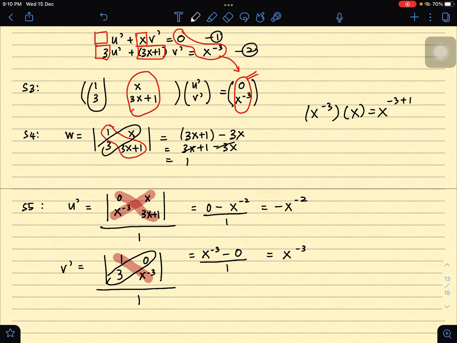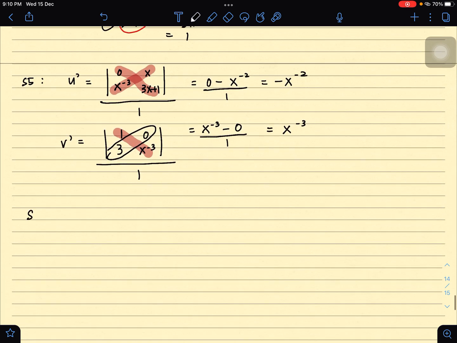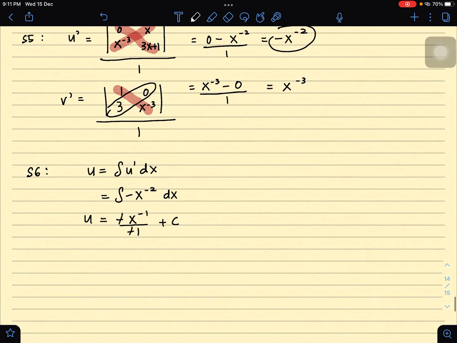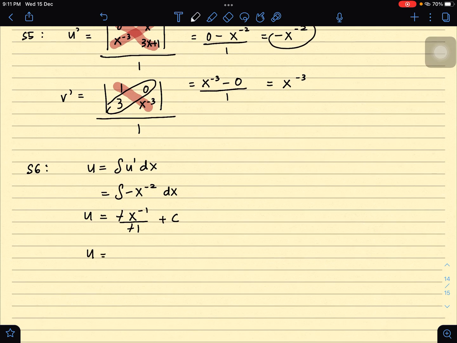Settle step number 5. Step number 6, you kena cari u. Nak cari u, kita kena integrate u prime kepada x. So apa dia kita punya u prime? U prime kita adalah negatif x negatif 2. Okay, so integrate negatif x negatif 2, awak dapatlah u awak adalah negatif x kuasa negatif 1 bahagi negatif 1 tambah dengan c. Okay, negatif dengan negatif habis. So you dapatlah u adalah equal to x kuasa negatif 1 tambah c. Okay, u adalah x kuasa negatif 1 tambah c.